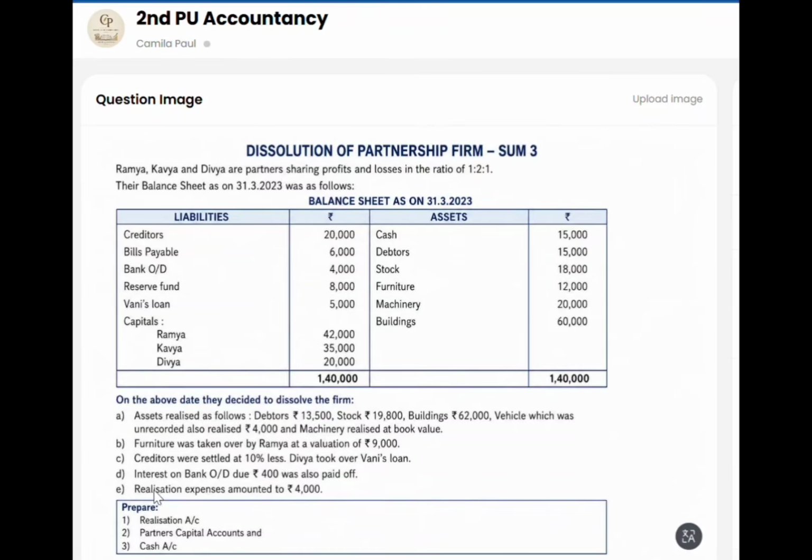Now the last adjustment is the realization expenses, which amount to rupees 4,000. So this is again an additional expense paid off, which will be entered on the debit side of the realization account under cash account. So these are the entries which have to be made in the accounts under dissolution. So we have to prepare the realization account, partners' capital account, and cash account.